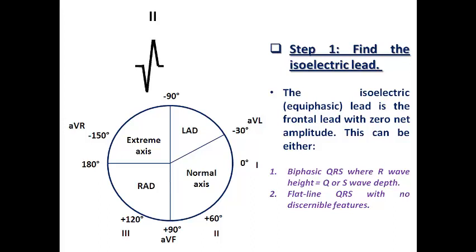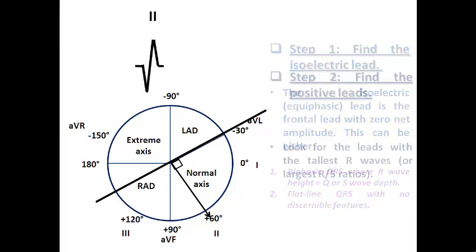For example, if lead 2 is equiphasic, as we see in this image, lead 2 has nearly equal amplitude of the Q wave and of the R wave. So if lead 2 is here, the axis of the heart is perpendicular to this axis, so it is directed either to minus 30 degrees or to plus 150 degrees. So this is step 1 of the equiphasic method.